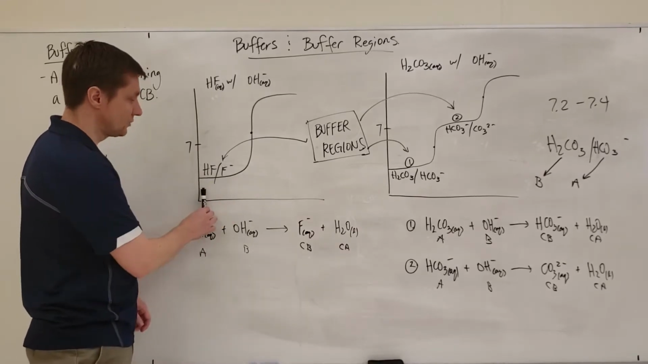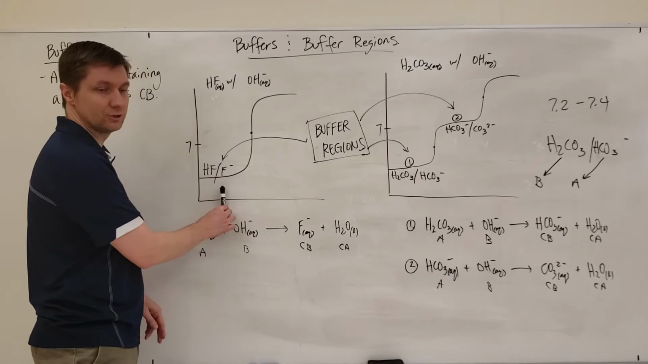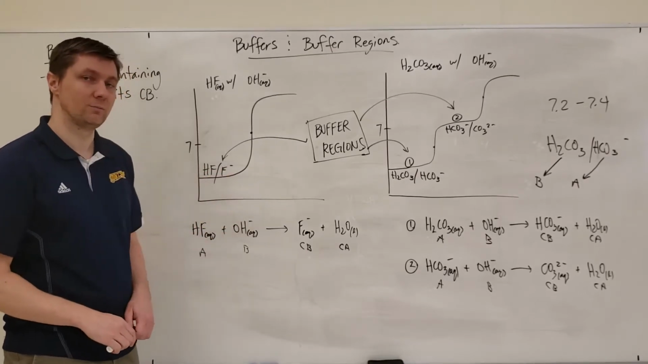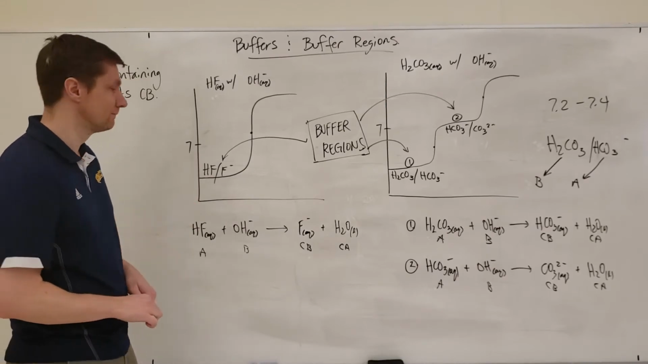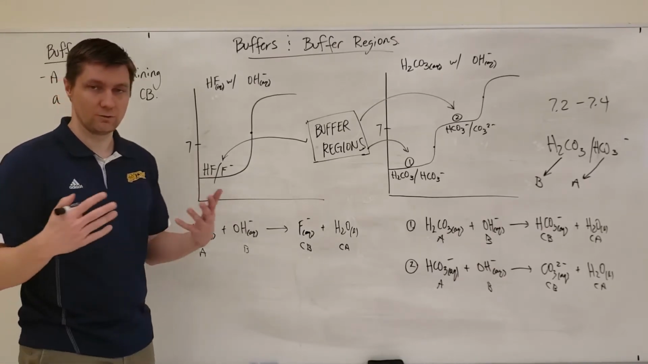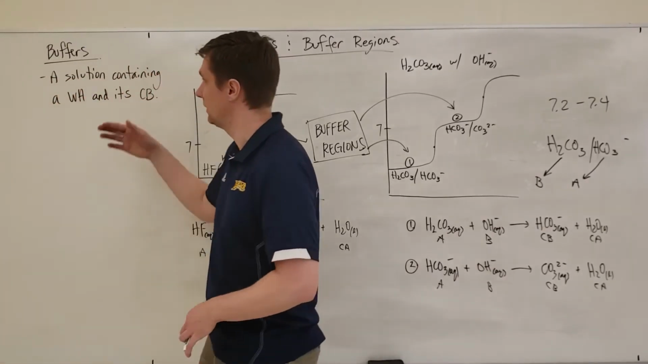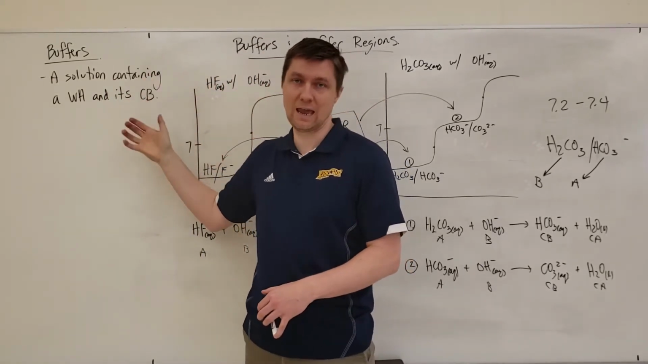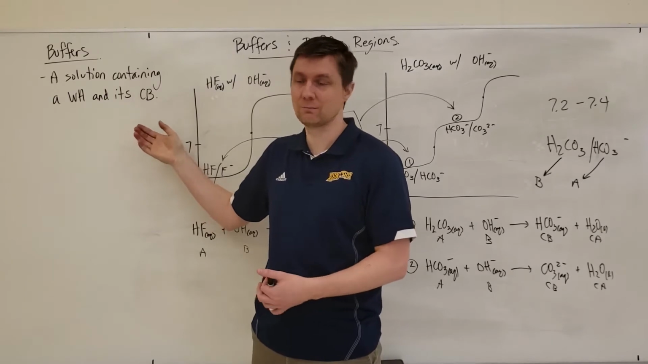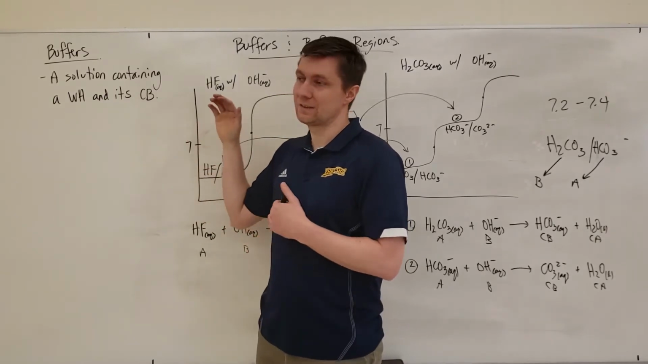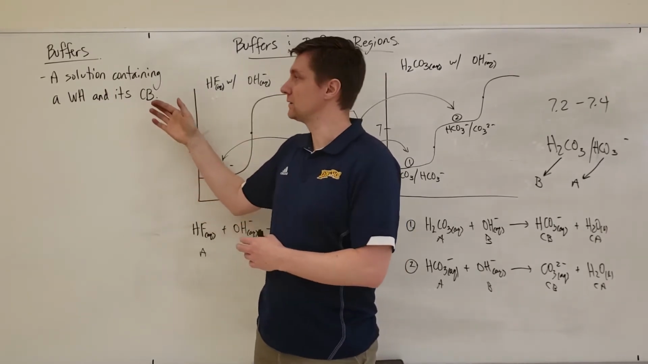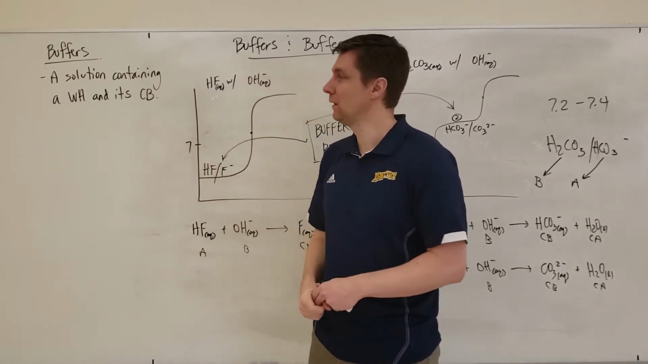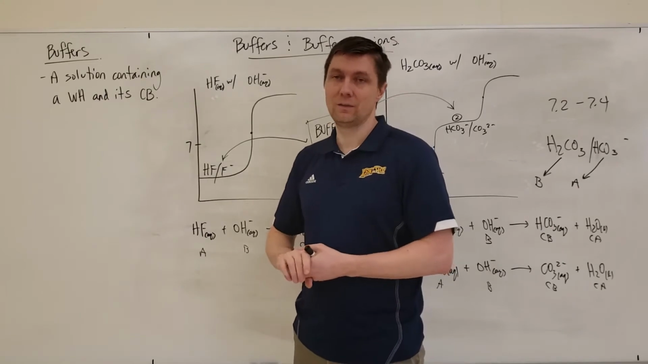And so as I start to add OH minus to this solution, I now have a solution where I've got a weak acid with its conjugate base together. And this is what creates a buffer. If you take a look at the definition here, a buffer is a solution that contains a weak acid with its anion or its conjugate base. And so that's how you can identify them: does this solution contain a weak acid and its conjugate base? And if it does, then you have a buffer.